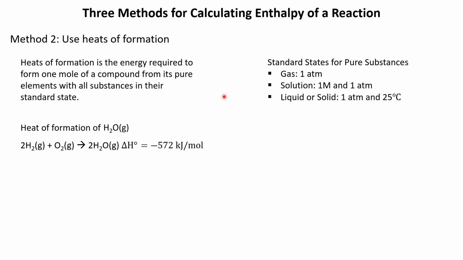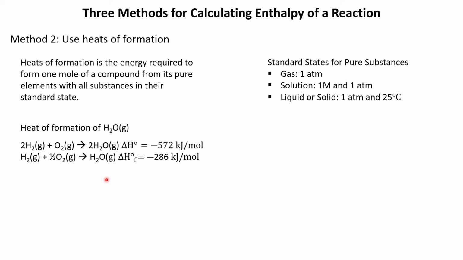What we need to do is take this reaction and multiply through by 1/2. If we multiply through by 1/2, we get this reaction right here. Now we have formed 1 mole of water, and that gives us a heat of formation of negative 286 kilojoules per 1 mole of water. So this is how we get heats of formation for compounds.